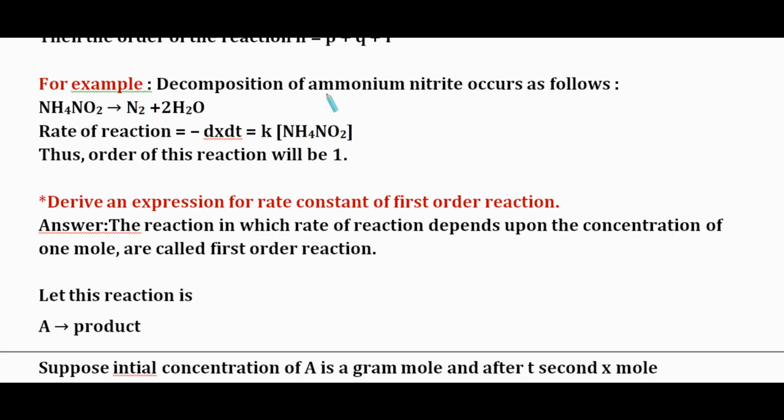For example, decomposition of ammonium nitrite occurs as follows. This is the rate of reaction, -dx/dt equal to k [NH4NO2]. Here the power is 1, so the order of reaction is 1. This is an example of order of reaction, a first order reaction.